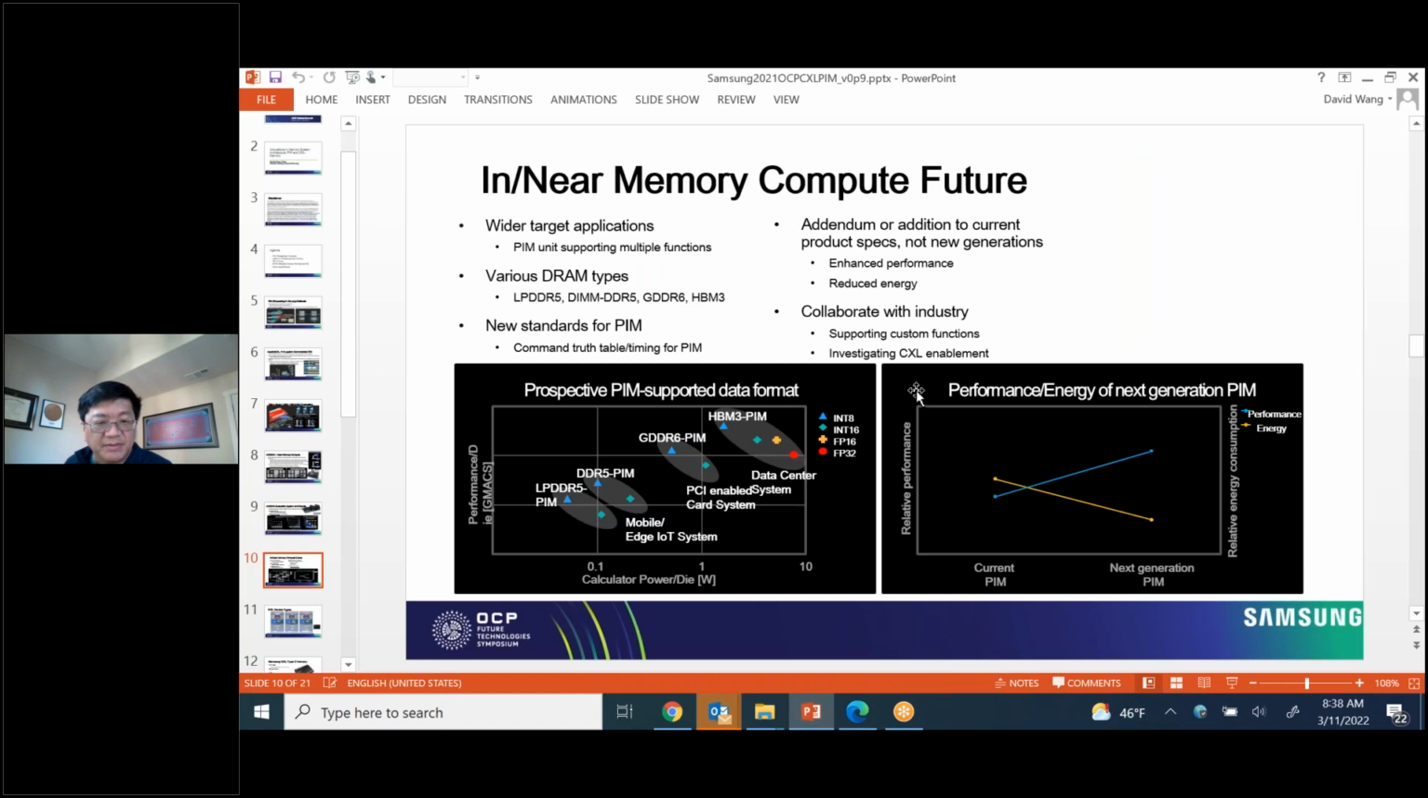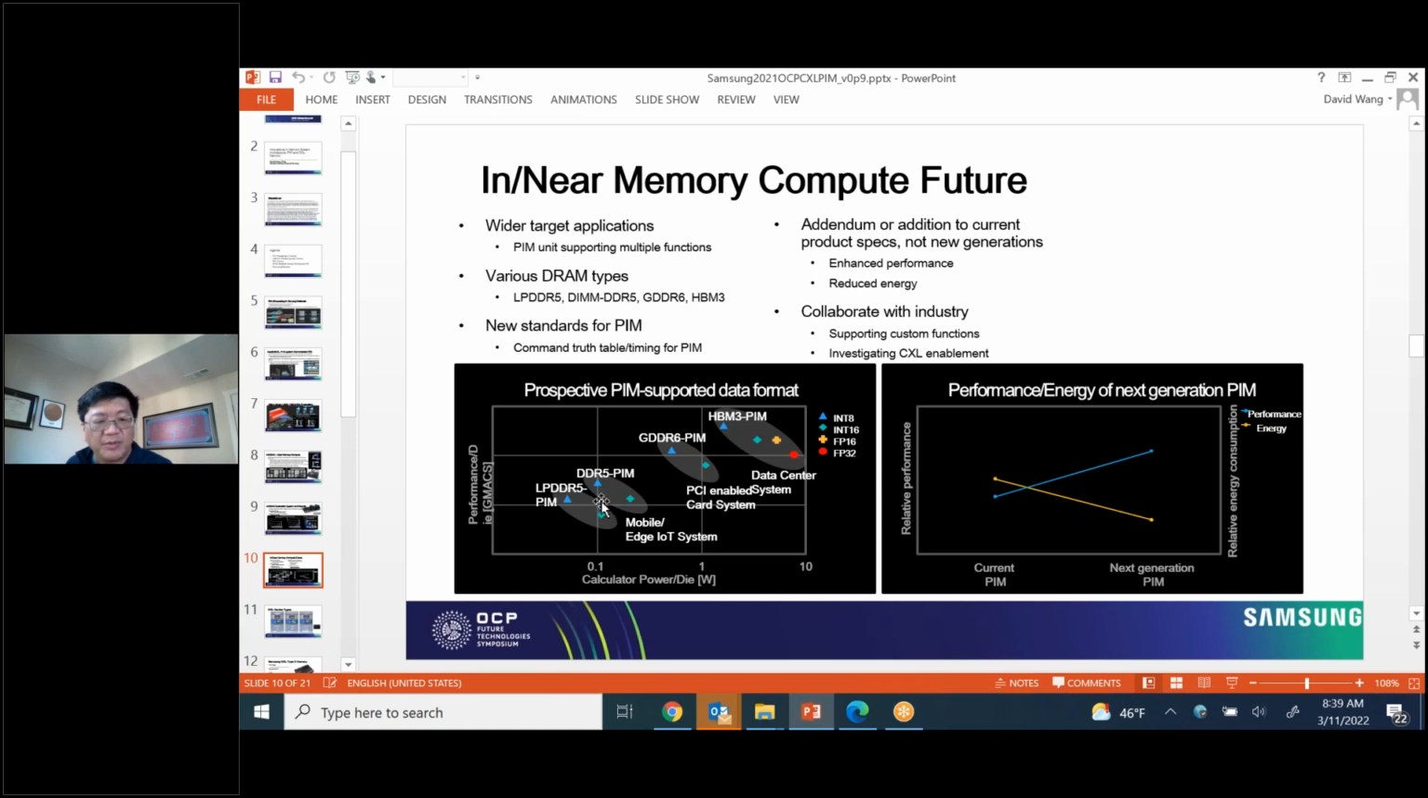Let me try to conclude this as fast as I can. Looking at in- and near-memory compute, at least the things we looked at, for different classes of systems, a system that implements HBM devices and a system that implements LPDDR5 devices are different systems for different targets. So if you're looking at processing in memory, there's probably not a single formula you can apply to all different memory types. For a system that uses HBM devices, they would probably want some sort of FP16 or FP32 acceleration.